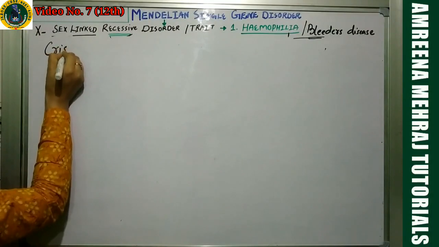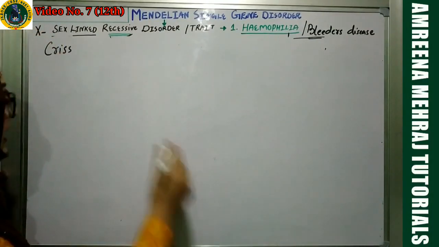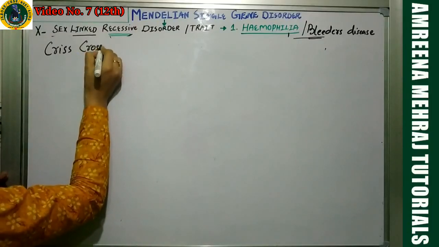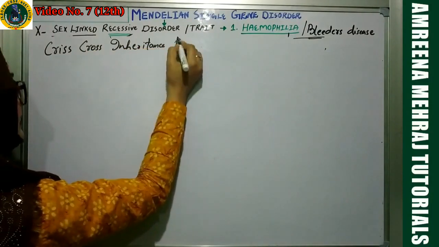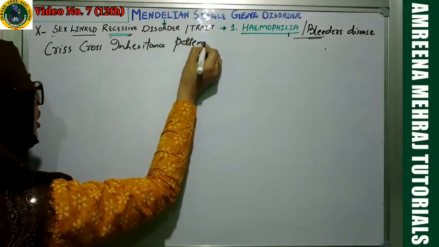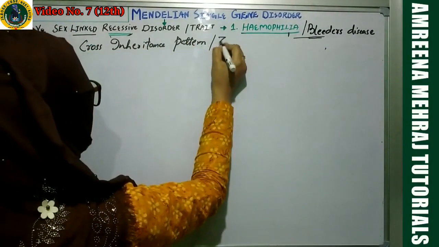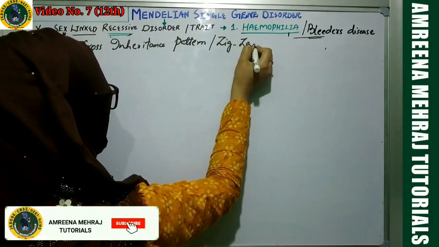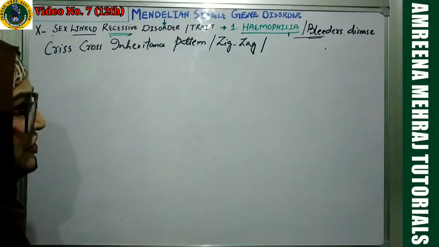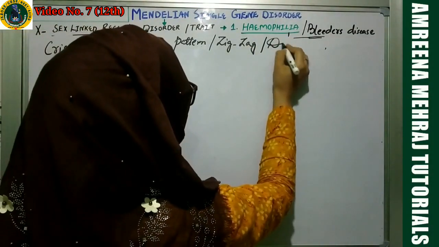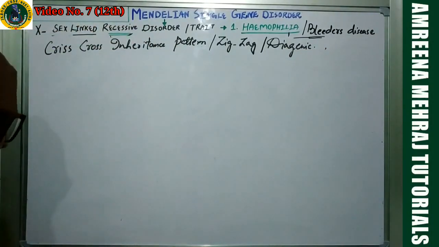Let me code down that particular inheritance which we'll study. This is what I'm going to basically take up now. That's called crisscross inheritance pattern. Very, very important. Crisscross inheritance pattern, or you call it zigzag inheritance pattern. You also call it a diagenic inheritance pattern. So I'll write down diagenic inheritance pattern. Okay. Now what is it? Let me make you understand.